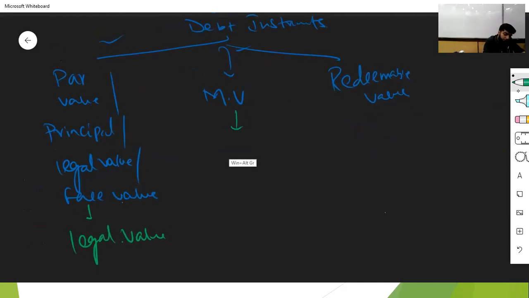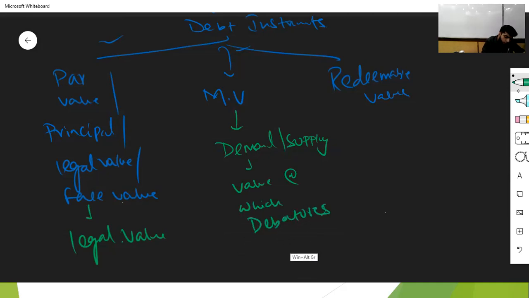What is market value? It's a market value which is based on demand and supply. Or we can say that it's the value at which the debentures or bonds are traded. It means that is the market value. For example, I bought a debenture for $100, and today the market value is $102 per debenture. So $100 is the par value. Let's say I bought that debenture on par value. And if these debentures are trading in the market at $102 per share, it means that $102 is the market value. Market value, the value at which the debentures are traded.